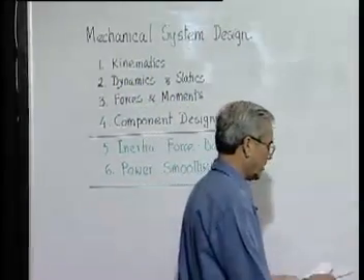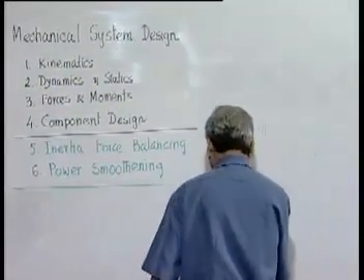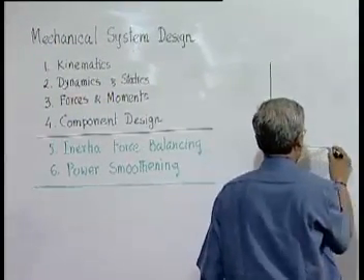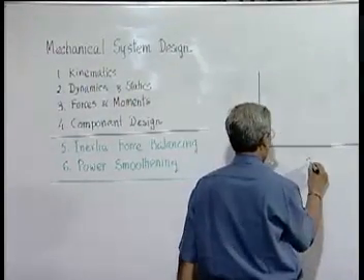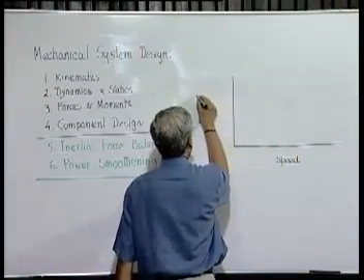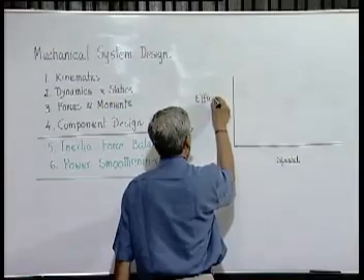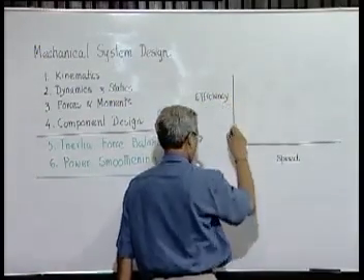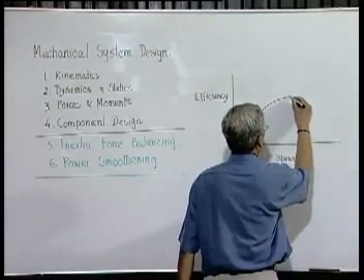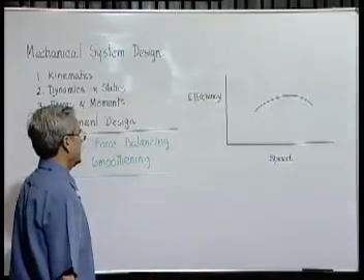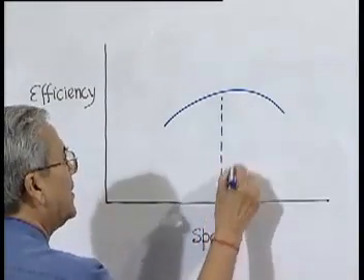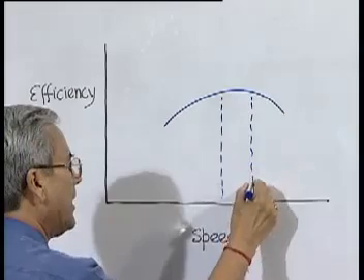So, as a result, if we find out for any machine, engine or anything, its efficiency of operation, and we plot it against the operational speed, we will get a curve like this, and this is the range in which we should remain.